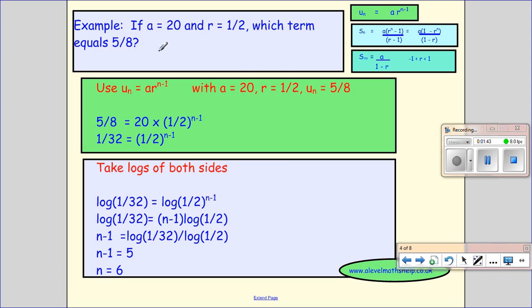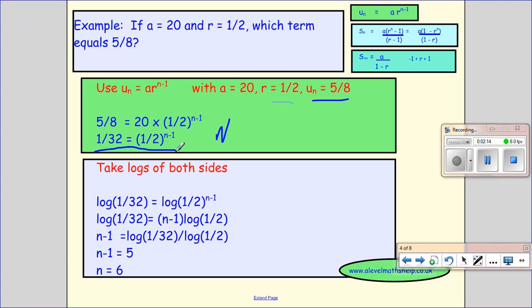Okay, so in this question, if A equals 20 and R equals a half, which term equals 5/8? This is a slightly harder question, but here we go. We're trying to find which term gives us a certain answer, when the nth term equals something. So we use this formula. We have A equals 20, R equals a half, and the nth term equals 5/8. We slot all our values in and we get this.